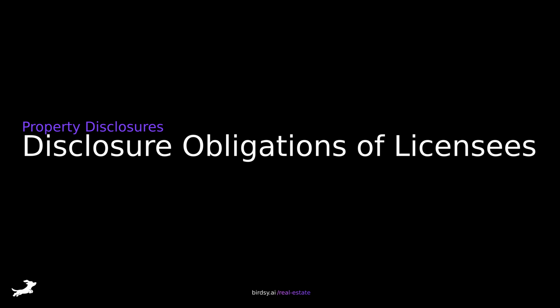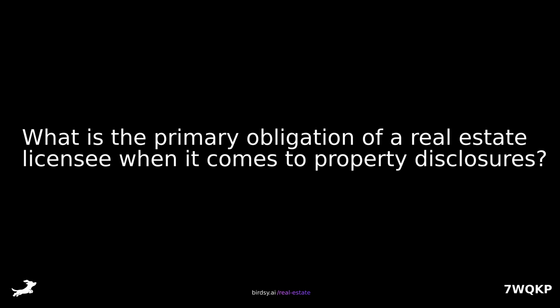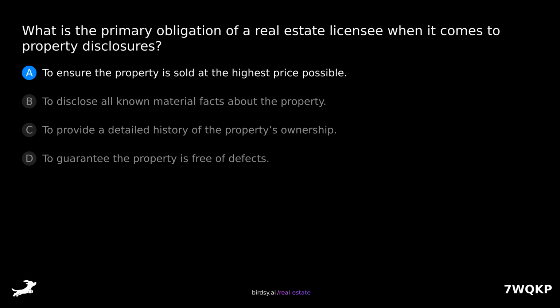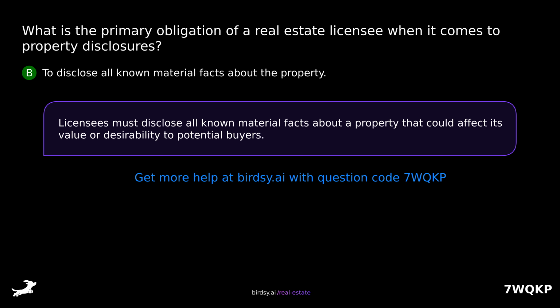Disclosure obligations of licensees. What is the primary obligation of a real estate licensee when it comes to property disclosures? Is it A, to ensure the property is sold at the highest price possible? B, to disclose all known material facts about the property? C, to provide a detailed history of the property's ownership? Or D, to guarantee the property is free of defects? The answer is B, to disclose all known material facts about the property. Licensees must disclose all known material facts about a property that could affect its value or desirability to potential buyers.